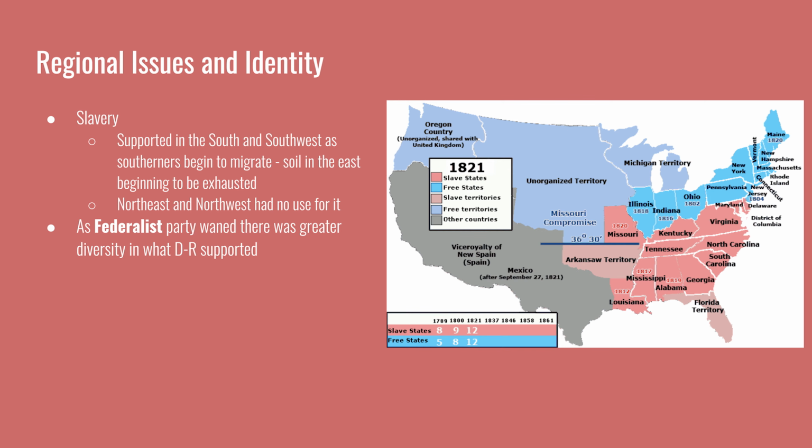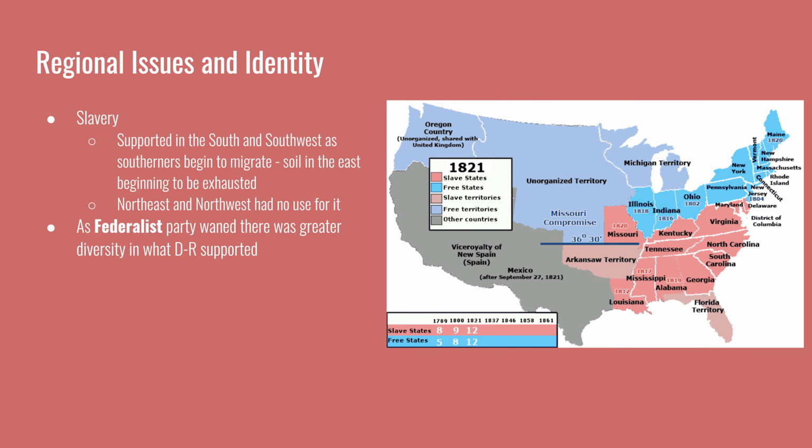Slavery is the other big issue that fell within the realm of economic policy that divided the regions. The institution was supported in the South and the new southern states of Louisiana, Mississippi, and Alabama, since Southerners began to migrate westward with their enslaved workforce. The soil in the East was starting to become exhausted from poor farming techniques over the last 2 centuries, forcing farmers to find more fertile lands in the West.